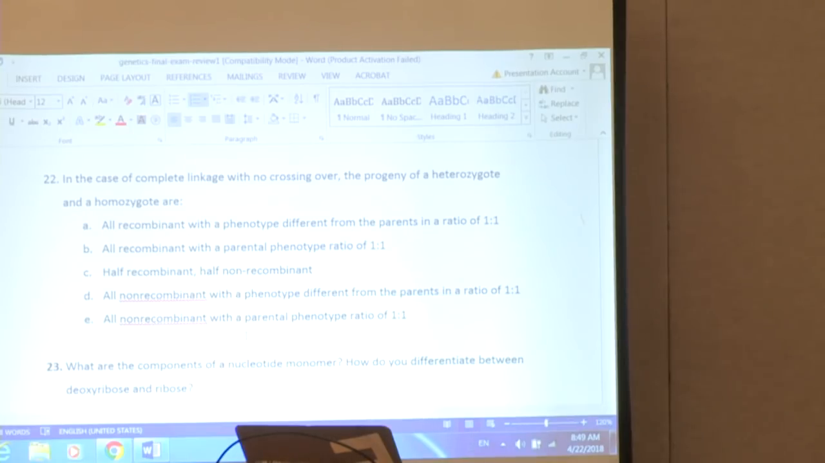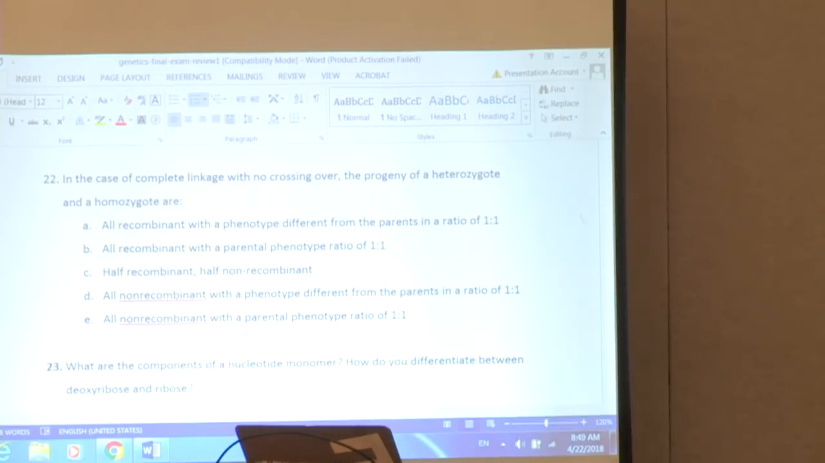So completely linked. We're thinking about the word linkage, right? Linkage is meaning what? These genes are what to each other if they're linked genes? Close proximity, okay. Thank you for that.